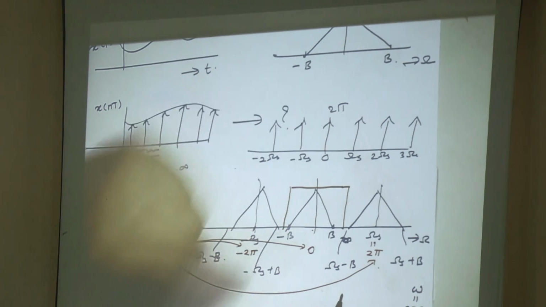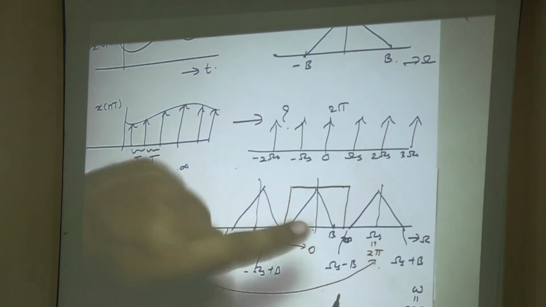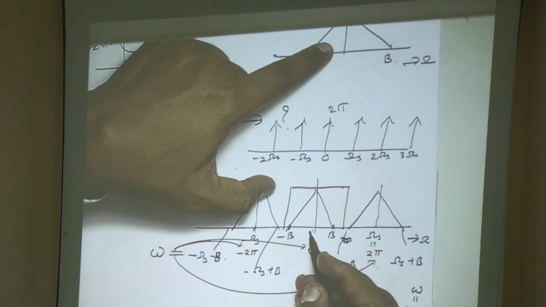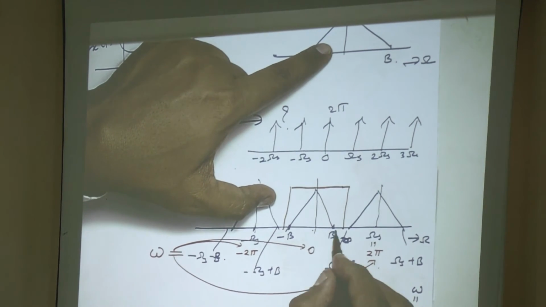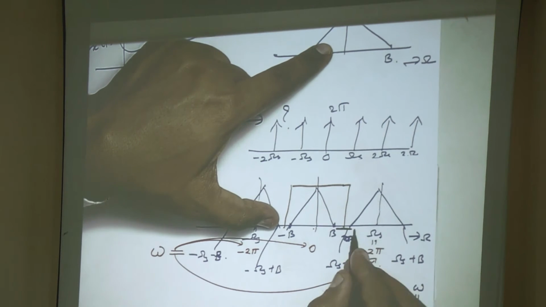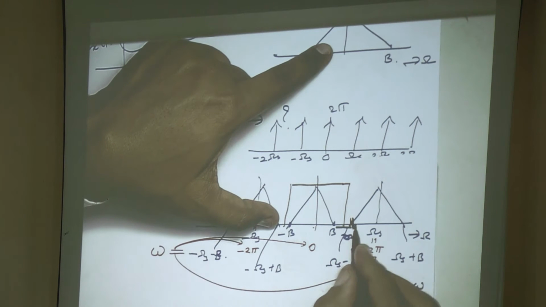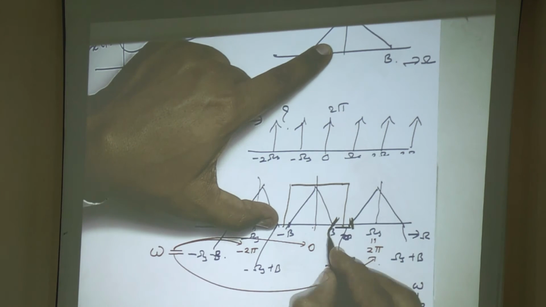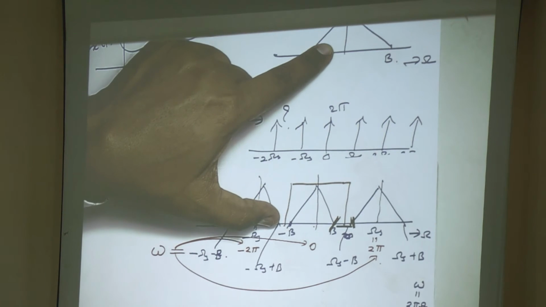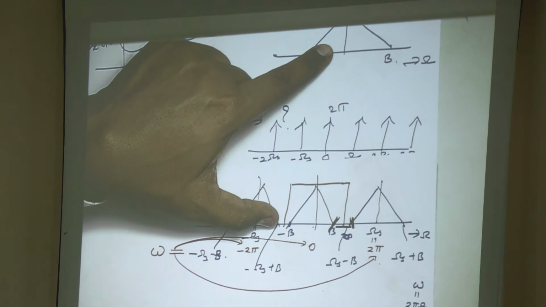Now what we are trying to prove is that the original single copy can be recovered only if this separation, what is the separation? Omega s minus b, this value must be greater than this value. Omega s minus b must be greater than b. Means what? Means omega s must be greater than twice b. This is the sampling theorem.